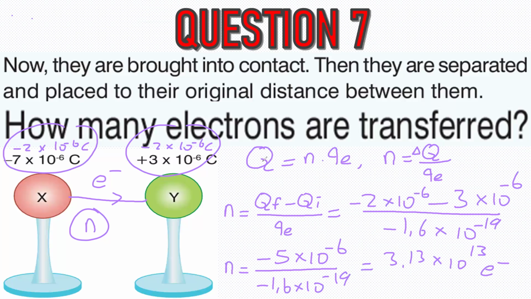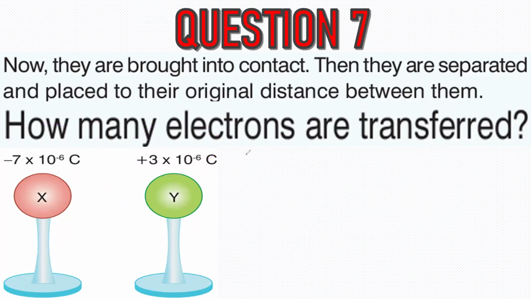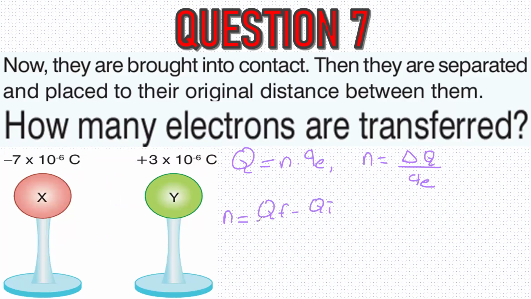So number 1, write the formula. Number 2, the number of electrons formula. We just get Q final minus Q initial. We said we can use X or Y. For now, we are using Y, negative 3. Let's calculate the same thing with X. So let's write our formula first. Q is equal to N times Qe, and then N is equal to delta Q over Qe. N equals (Q final minus Q initial) over Qe. Till this step, all the same.